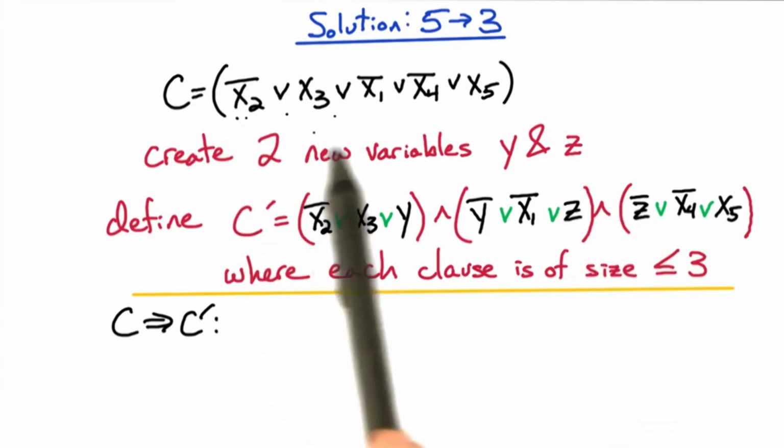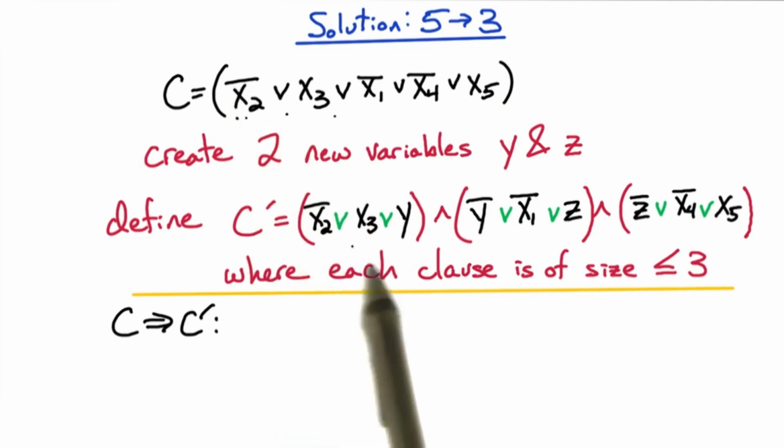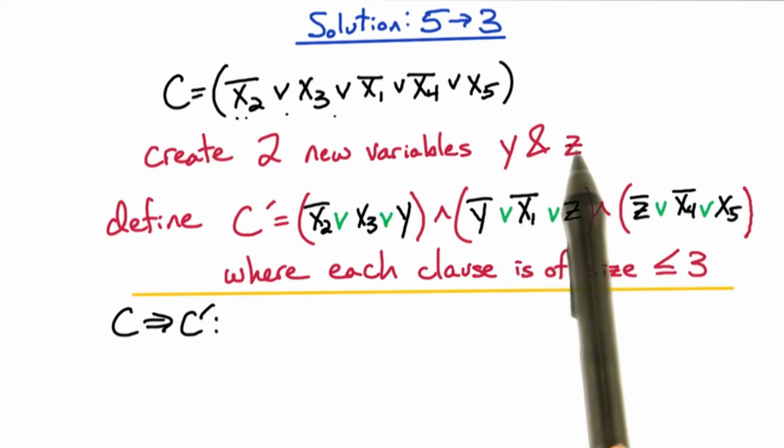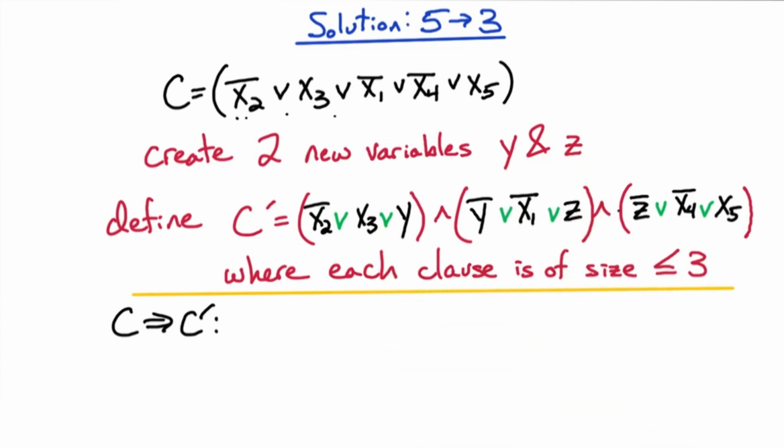And in general, one of these 5 is going to be satisfied. That's going to satisfy one of these 3 clauses, and then we can use these other 2 auxiliary variables to satisfy the other 2 clauses.